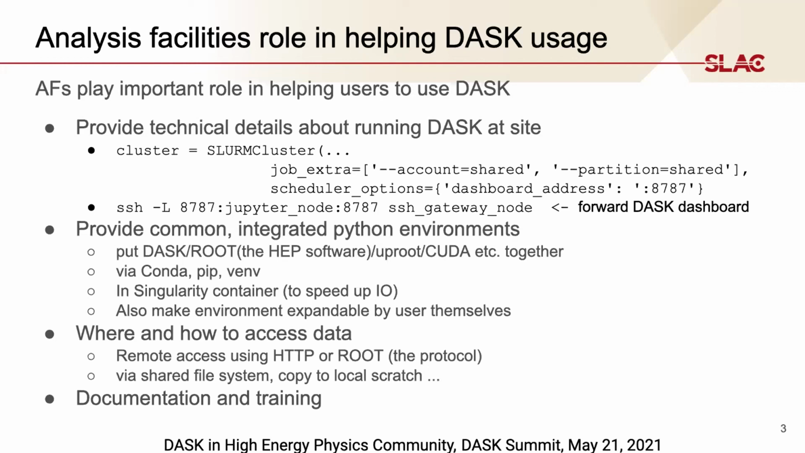When doing so, we try to make sure that this environment is expandable by the users themselves, because we know that no matter how many things we put in, there is always something that the user wants that we didn't provide. We are also trying to help users access data, which is actually an important part. Without data, they can't really do much. This includes helping them access data through remote access using protocols like HTTP or ROOT, or helping them copy the data to a shared file system, or in some cases even to the local batch node's scratch space. And obviously, we also provide training documentation and periodic trainings.